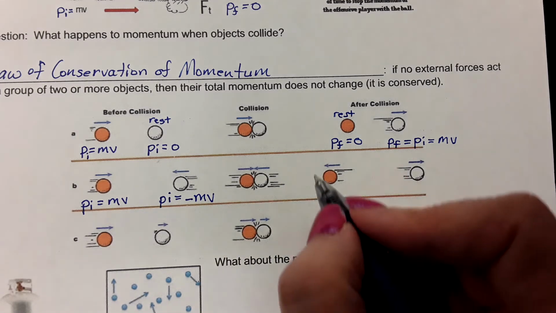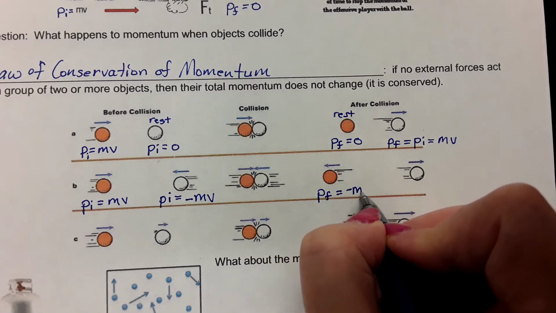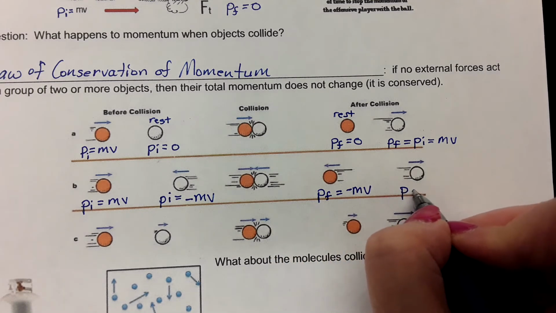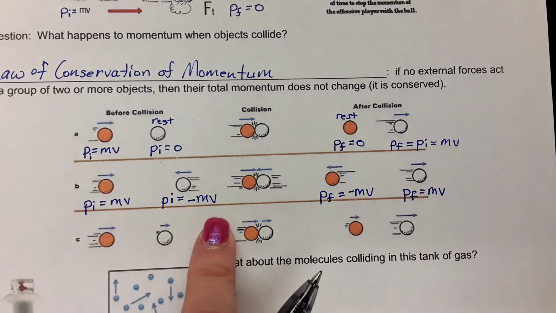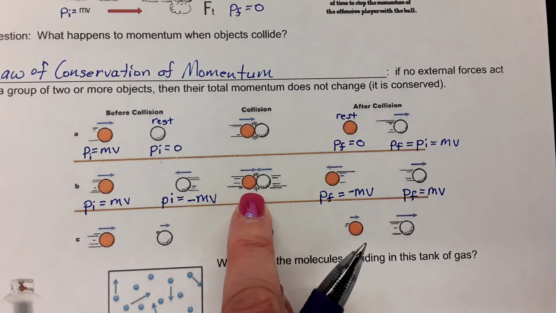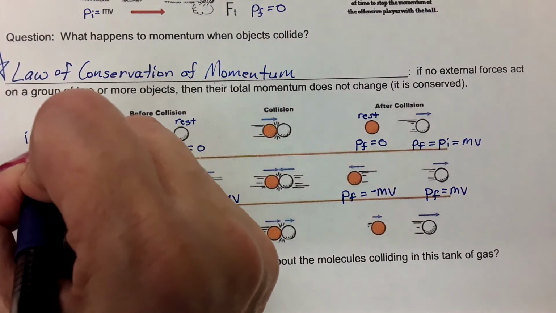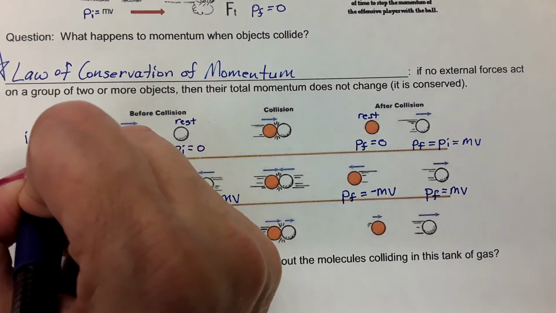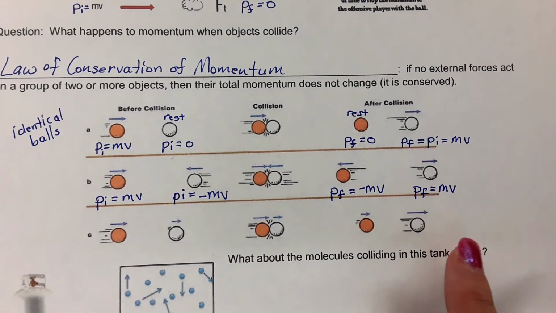Now look at the final momenta. Right here, the final momentum of this one is negative mv, and the final momentum of this one is positive mv. So what happened? Well, because they were going the same speed but opposite directions, and they have the same mass, and remember, these are identical balls. We need to make sure we understand that. That means they have the same mass. They're just different colors. All right? They bounced off each other.